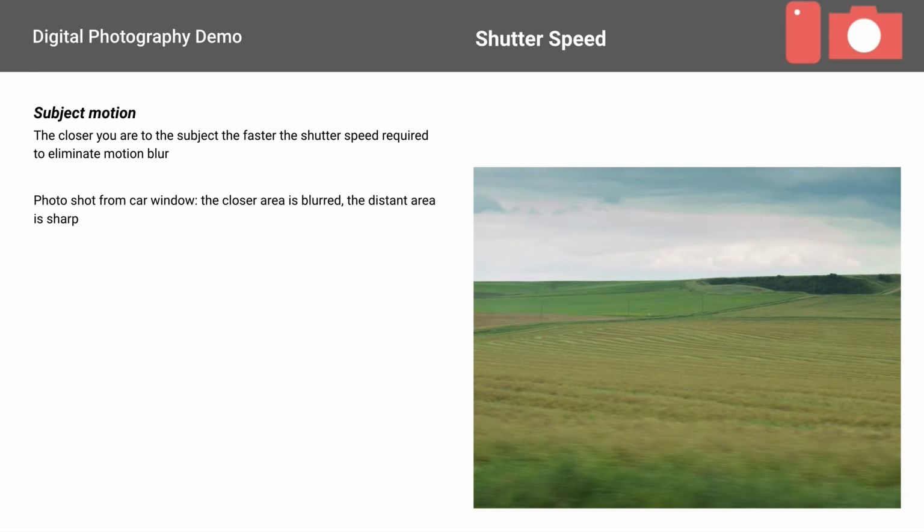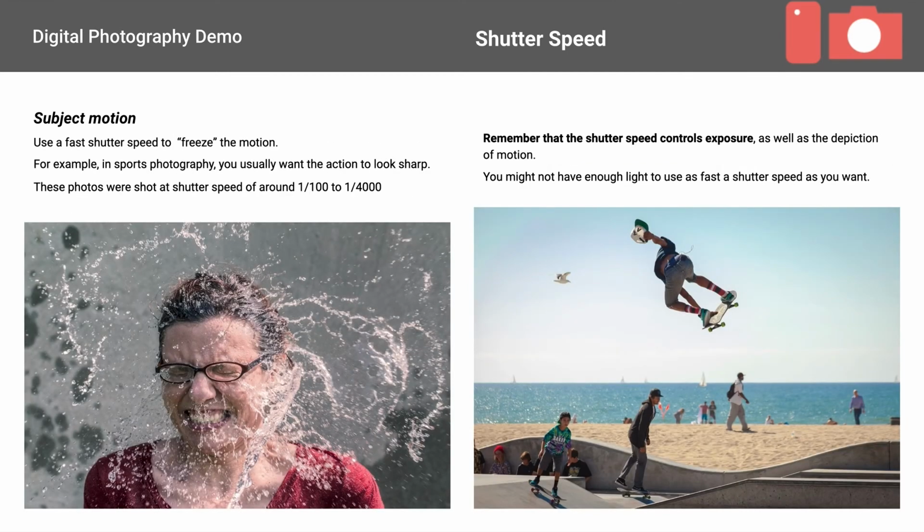The closer you are to the moving subject, the faster the shutter speed required. This picture is actually taken from a car window, and you can see the close area along the ditch there is really quite blurred, whereas if you look at the distance, it's actually quite sharp. So closer looks like it's moving further, so it'll be more blurred.